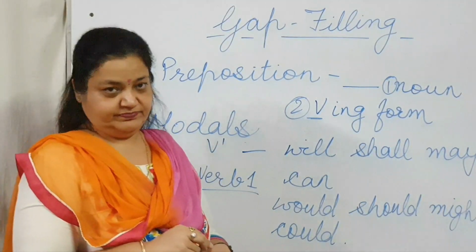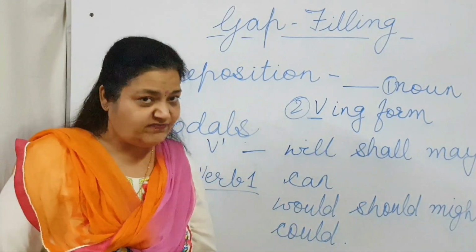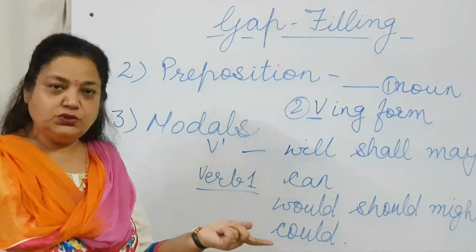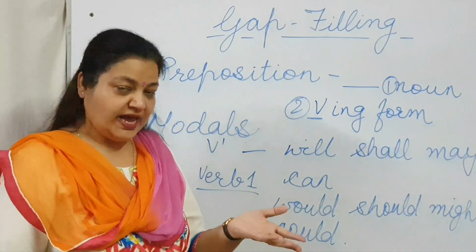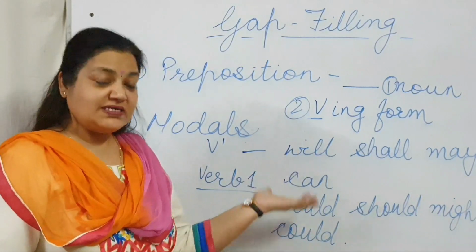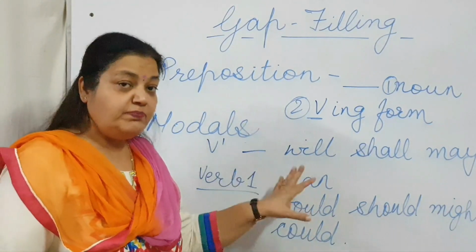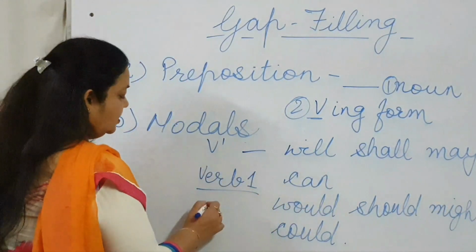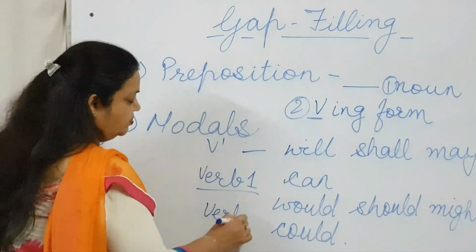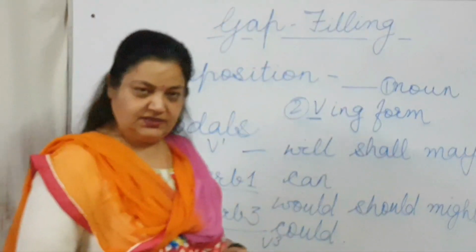At the same time, if the sentence is in passive form, these modals are used in the passive form. You know active and passive form. So when these modals are used in passive forms, then what do we use? We use third form of verb, or V3 as we write.